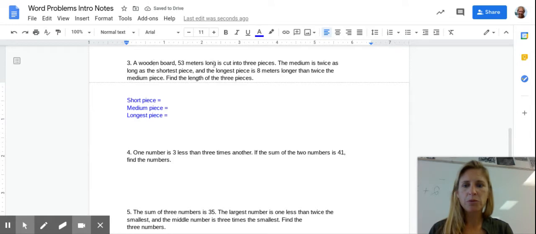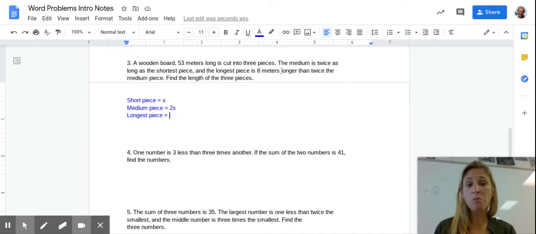So a wooden board 53 meters long, blah, blah. The medium is twice as long as the shortest. So what's x going to be? I think if you start by figuring out what x is, everything else falls into place. So the shortest is going to be x. The medium is twice as long as x. And the longest piece is 8 meters longer than twice the medium. Okay, so the longest is 8 meters more than twice the medium.